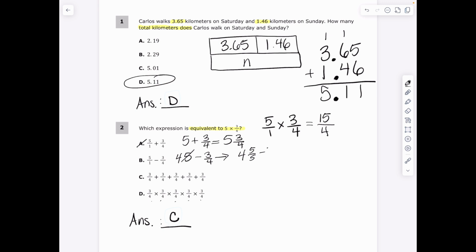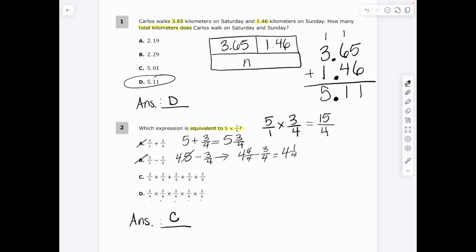But I'm going to get 4 and 5 out of 5. Oops, sorry, I don't want 5 out of 5. I want 4 out of 4. So I can subtract. And I'm going to end up with 4 and 1/4. So again, not what I want. And because I have multiplication, I know I'm going to get some repeated addition. So let's think about it this way.